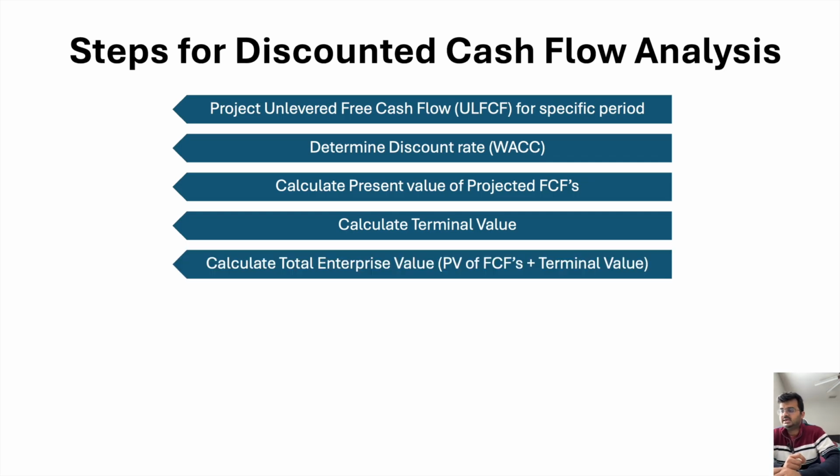And the next one is calculating the total enterprise value. This is nothing but the summation of step number 4, where we got the terminal value, plus the present value of projected free cash flow, which is step number 3. So step number 5 is pretty simple and straightforward.